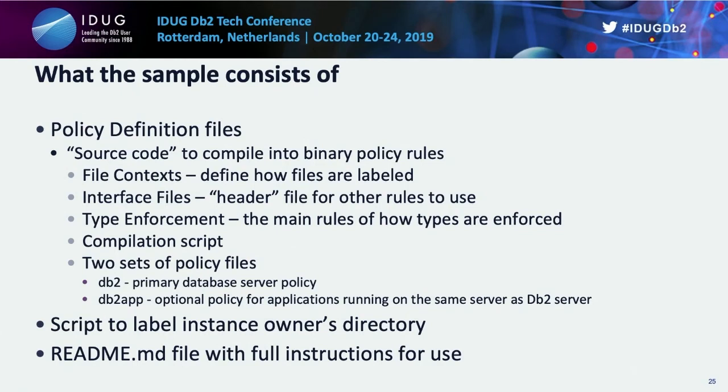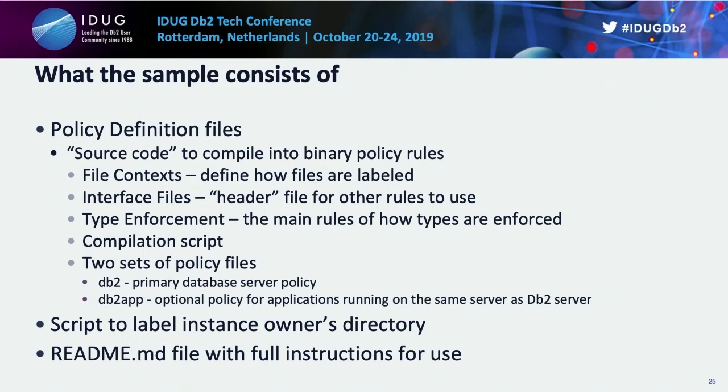There are two sets of policy files. One is for Db2, meaning the engine, the server. So if you're only running a server on the system, that's all you're going to need. There's one called Db2 app, which is if you also have applications on the system that want to access it, so you have non-administrators running the CLP or something like that, or other applications on the same server locally that you want to access Db2. You can run that policy as well. But I expect in most cases people will just need the primary Db2 set of policies.